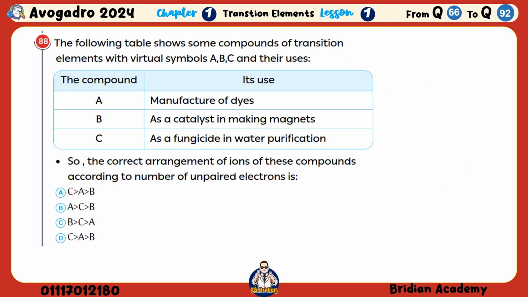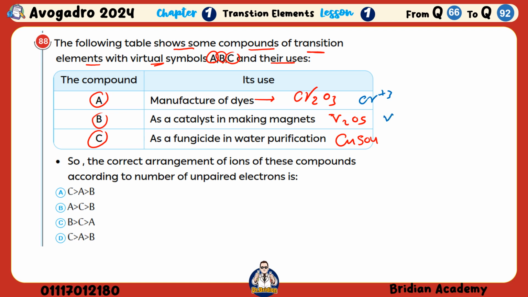Question number 88. The following table shows some compounds of transition elements with symbols A, B, and C and their uses. Compound A, manufacture of dyes, refers to chromium, chromium trioxide. B, as a catalyst in making magnets, is vanadium in V2O5. Compound C, as a fungicide in water purification, refers to copper in CuSO4. Oxidation state for chromium is positive 3, for vanadium positive 5, and for copper positive 2.